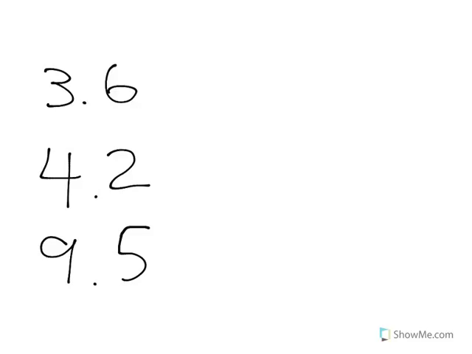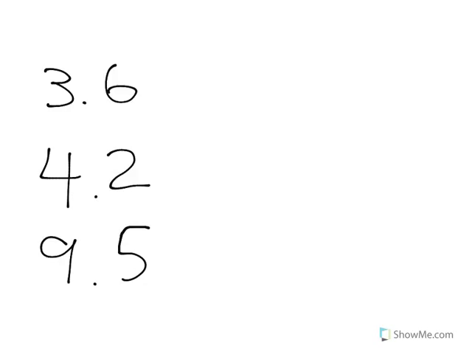So we're going to talk about rounding a bit here. I want to start by talking about rounding to the whole number, or to the ones column. Now, when you round a number, what you're doing is you're getting rid of the extra stuff on the end of it that you don't need anymore.